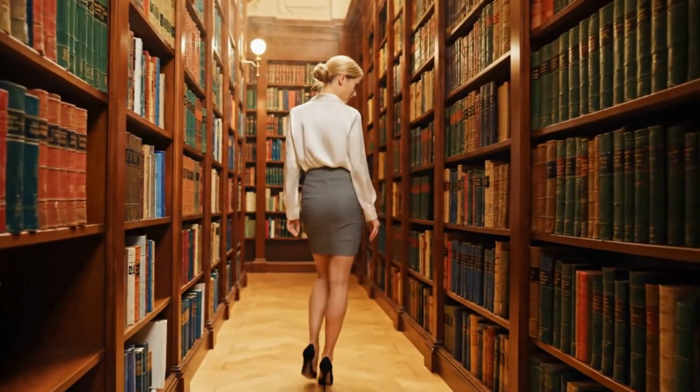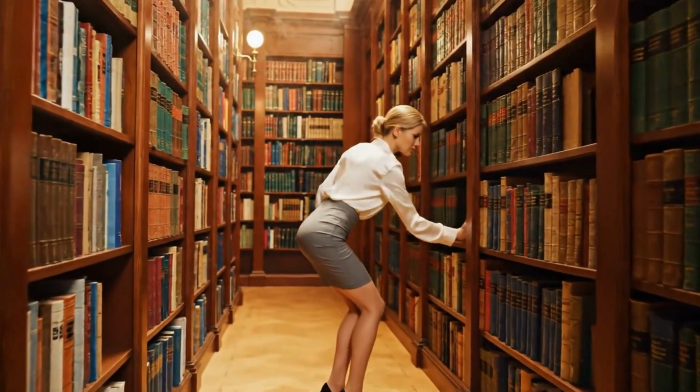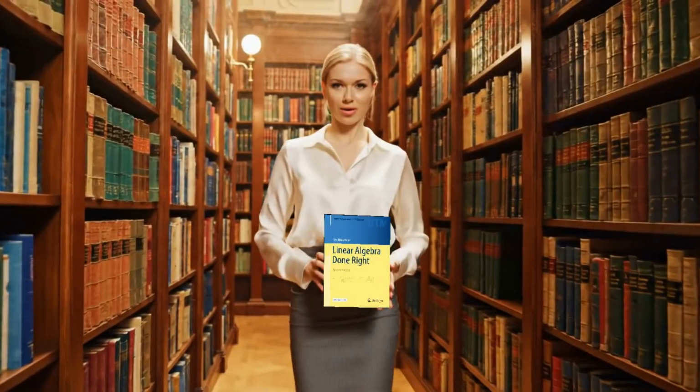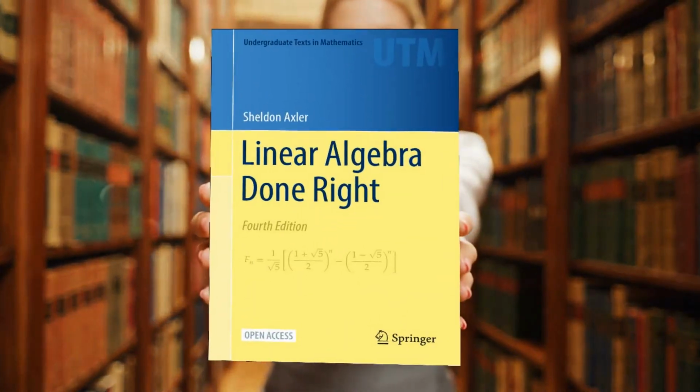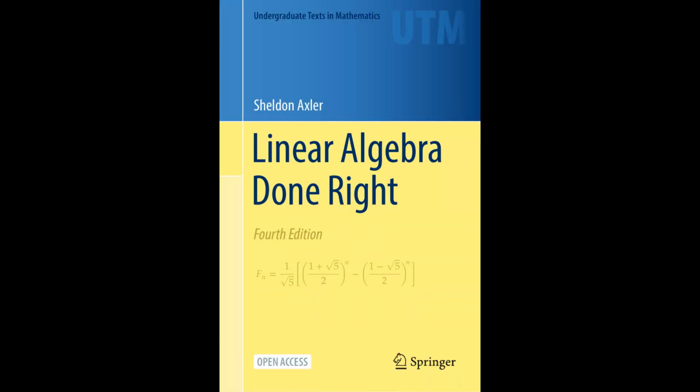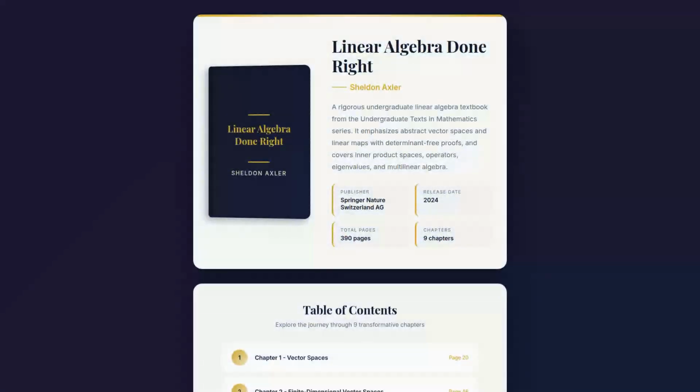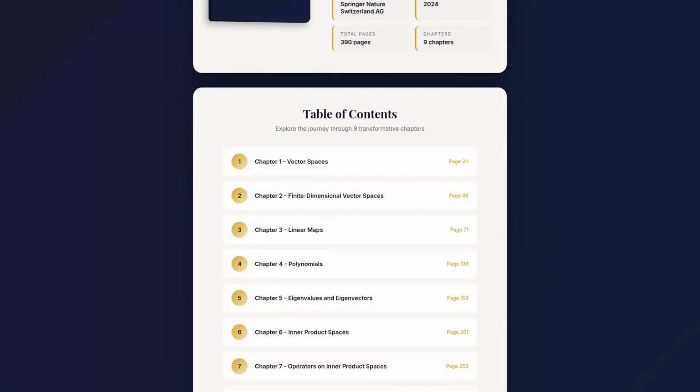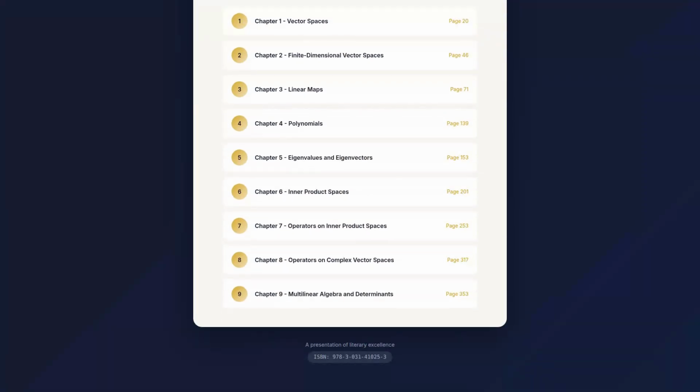This is a book summary of Linear Algebra Done Right, a rigorous undergraduate linear algebra textbook from the Undergraduate Texts in Mathematics series. It emphasizes abstract vector spaces and linear maps with determinant-free proofs and covers inner product spaces, operators, eigenvalues, and multilinear algebra. Written by Sheldon Axler. The book is 390 pages long and was released in 2024 by Springer Nature Switzerland AG.